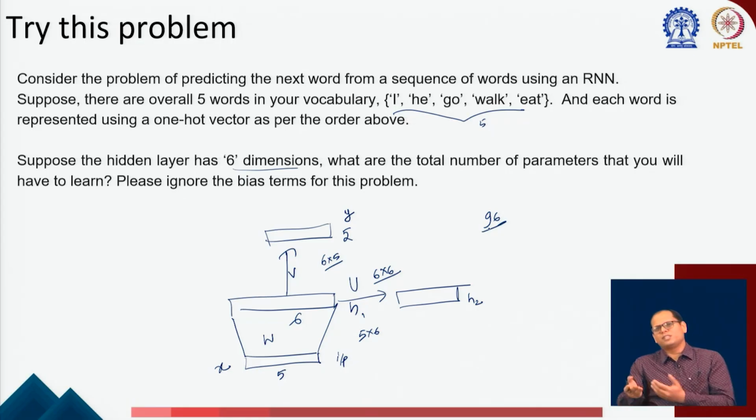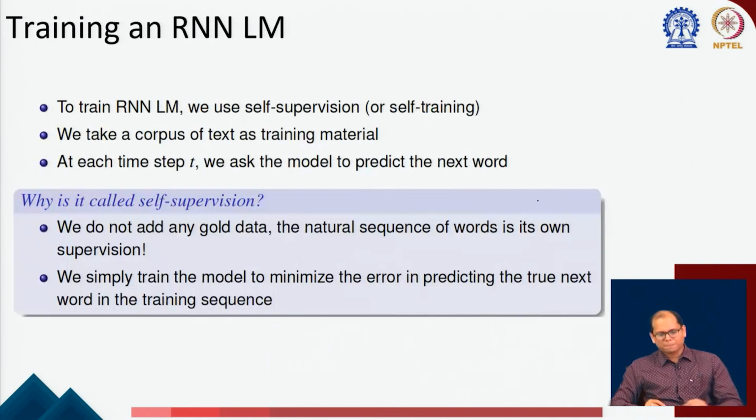Right. Very small for this toy problem. So, only 96 parameters, ignoring bias, of course. Okay. Now, how do you train this RNN language model, right? So, see, language modeling you can train just by self-supervision, because you just need data, and whenever you have a corpus, you can say, given the previous prefix, what is my next word? You can easily say that, right?